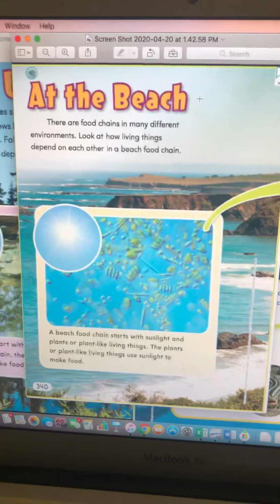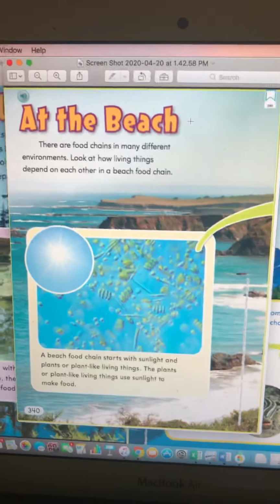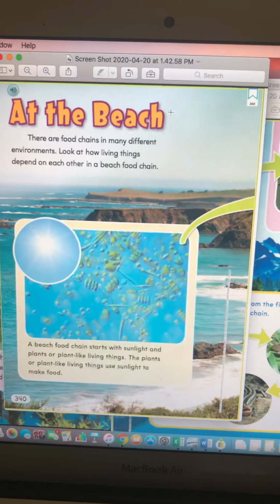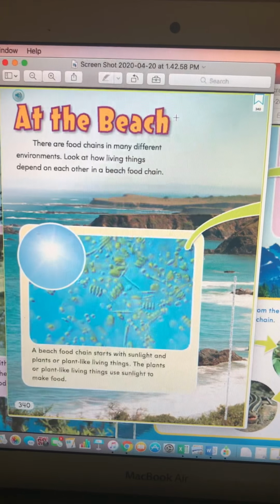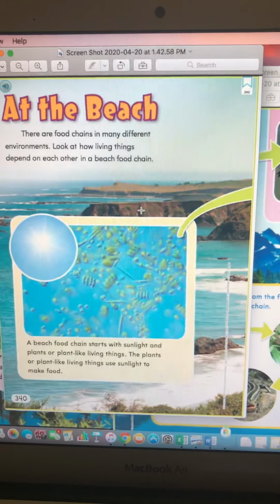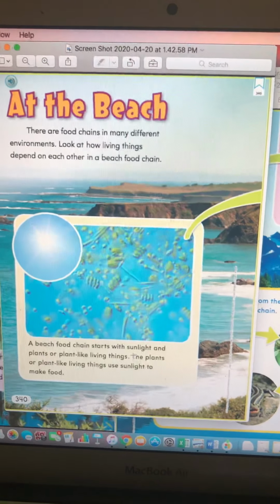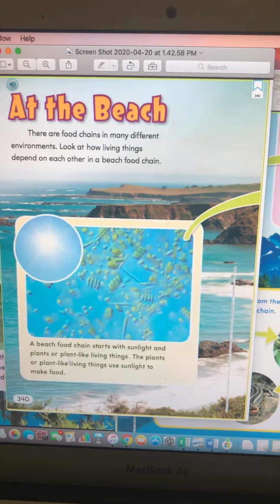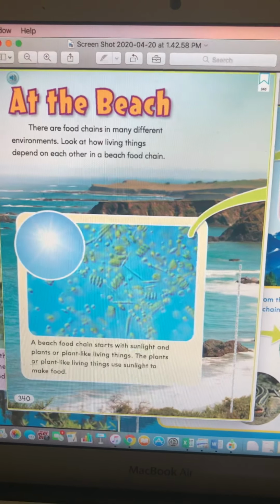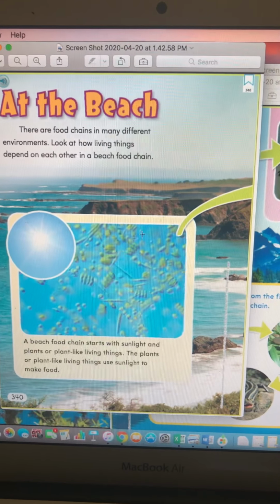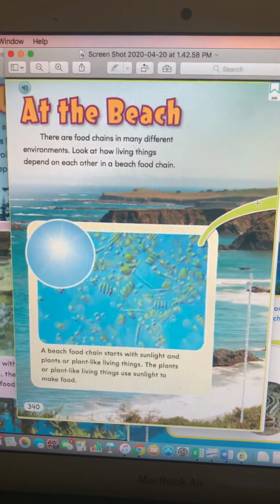So the title shows me that I'm going to learn about something at the beach. There are food chains in many different environments. Look how living things depend on each other in a beach food chain. I can see that it's going to be about the beach too, because here's a photo. A beach food chain starts with sunlight and plants or plant-like living things. The plants or plant-like living things use sunlight to make food. So you can see the plants here.